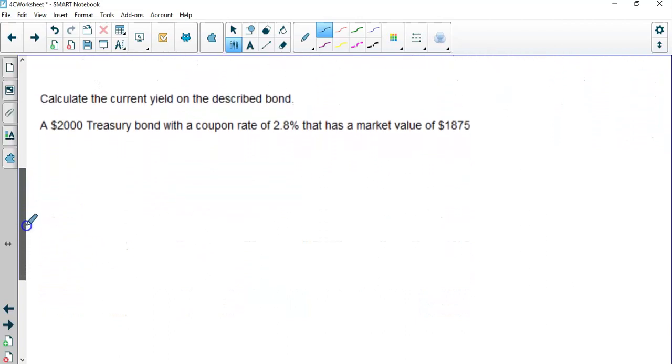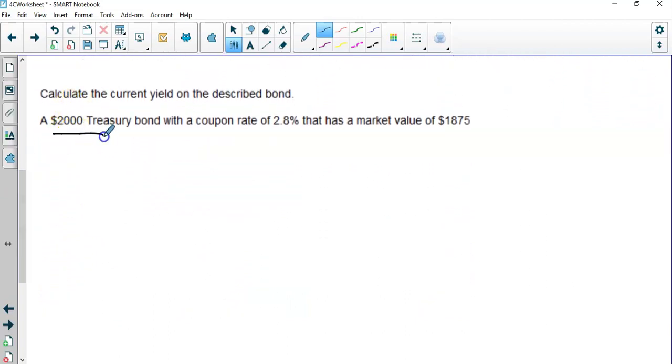Bonds. Calculate the current yield on the described bond. So it has a $2,000 face value. The coupon rate is 2.8%. Sometimes what they'll do is this would actually be the 100 minus the 2.8%, because my market value is 18.75. So this technically is a discount. Now you're still going to earn 2.8% on the full 2,000, even though the market value is only this.